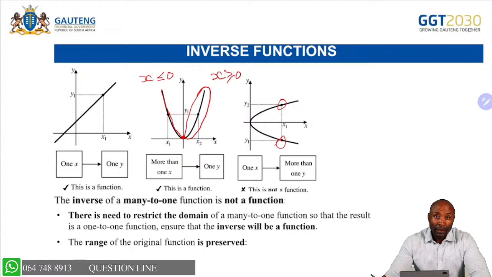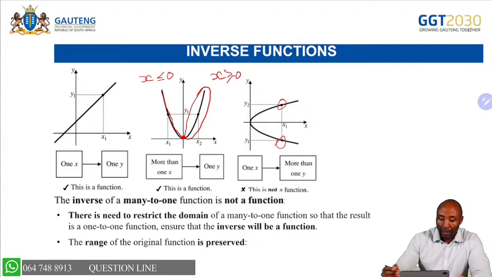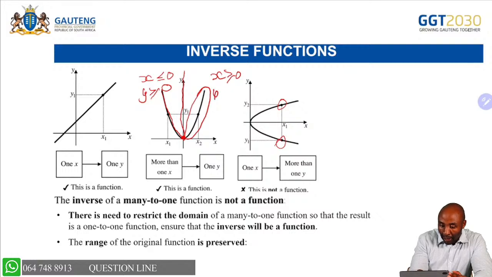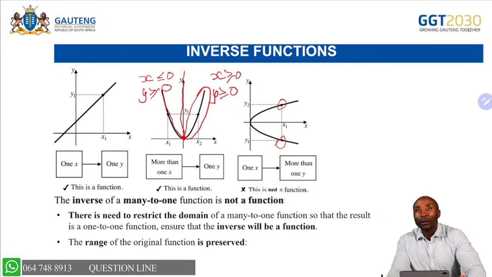Now, remember, the range of the original function is preserved. So if we are taking this part of the parabola, you are able to see that our range is y is greater than or equal to 0 if we are taking the piece to the left. Also, if we are taking the piece to the right, our y will be greater than or equal to 0 there on our range. The range is always preserved.